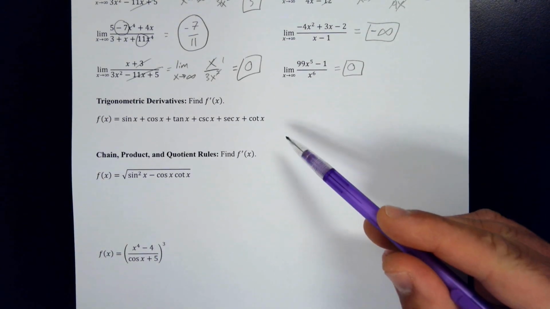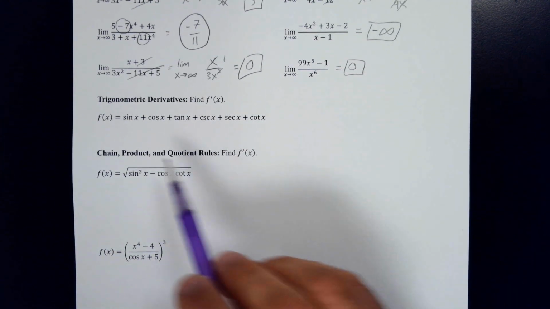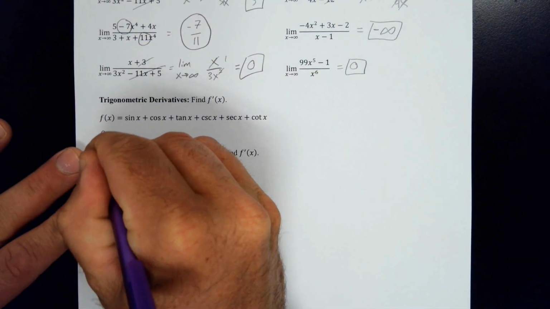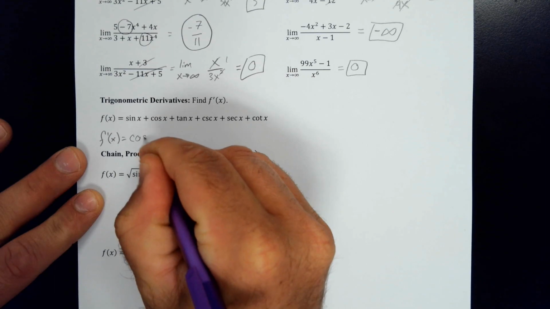When you see a derivative problem like this one, it's really just a matter of memorizing these trig derivatives. So do we have the 6 trig derivatives memorized? So I'll put them for you in order. F prime of x is, well, the derivative of sine x is cosine x.